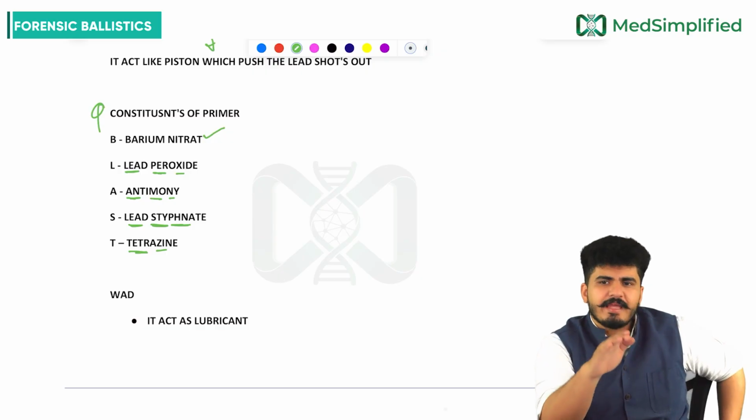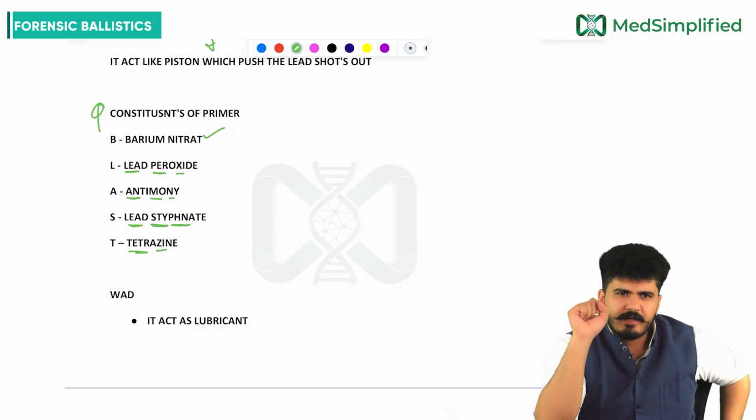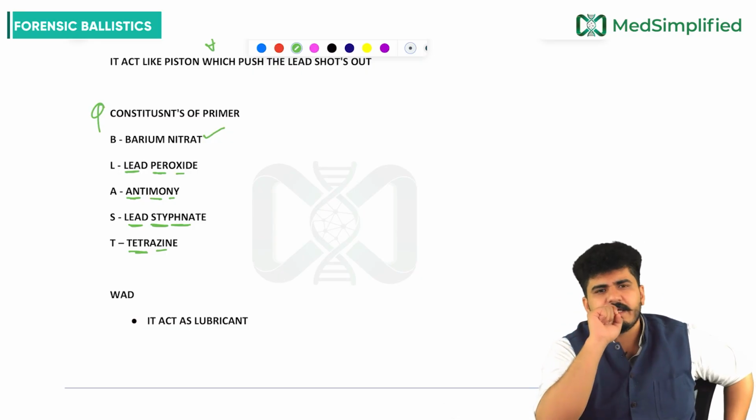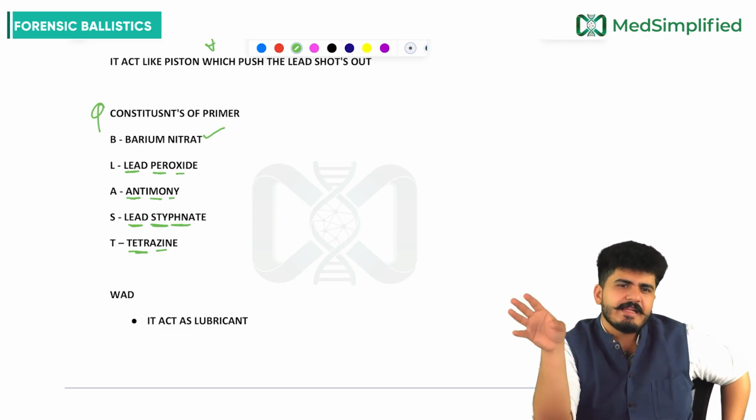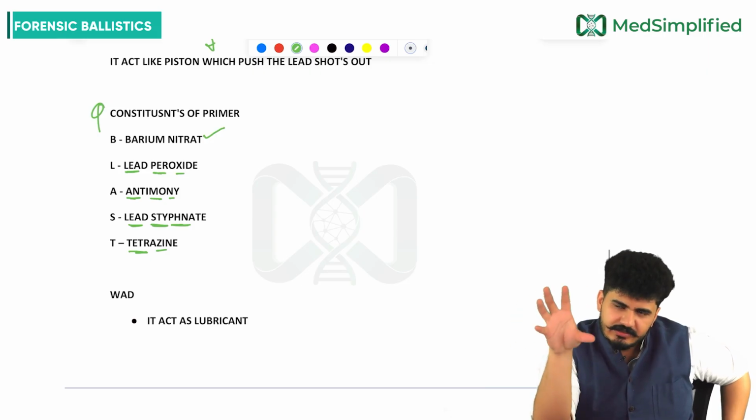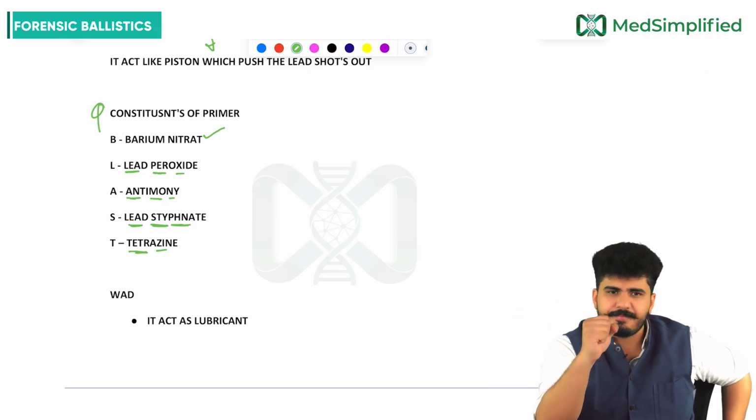Again along with me. BLAST. B for barium nitrate. L for lead peroxide. A for antimony. S for lead styphnate and T for tetrazine. These all are present inside the primer.